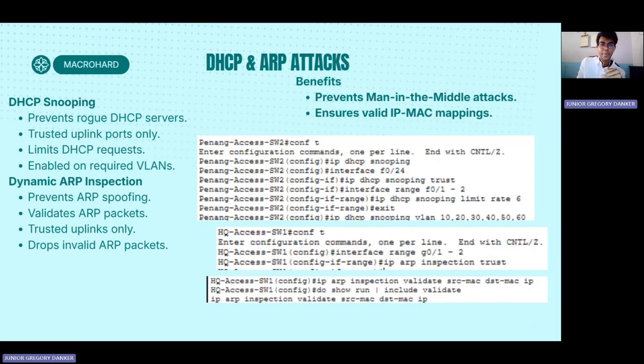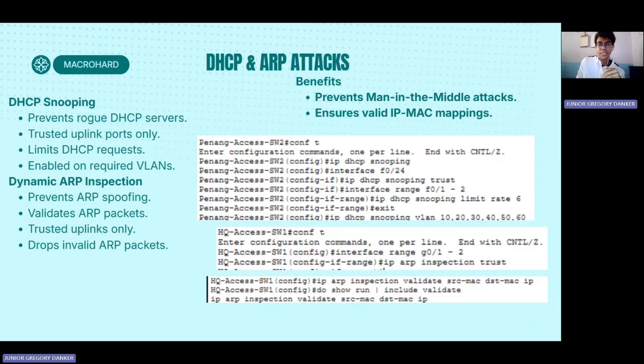For DHCP and ARP attacks, DHCP snooping is used to prevent rogue DHCP servers and is only implemented on trusted uplink ports. This will limit DHCP requests and prevent flooding. This can be enabled on required VLANs. Dynamic ARP inspection prevents ARP spoofing by validating ARP packets. This is also on trusted uplinks only, and it will drop any invalid ARP packets. The benefit of this is that it will prevent man-in-the-middle attacks and ensure valid IP-MAC mappings.